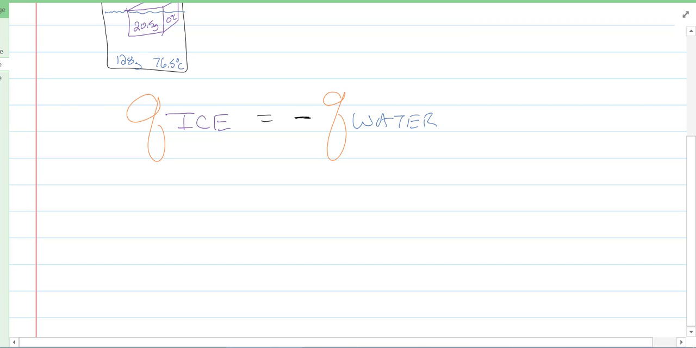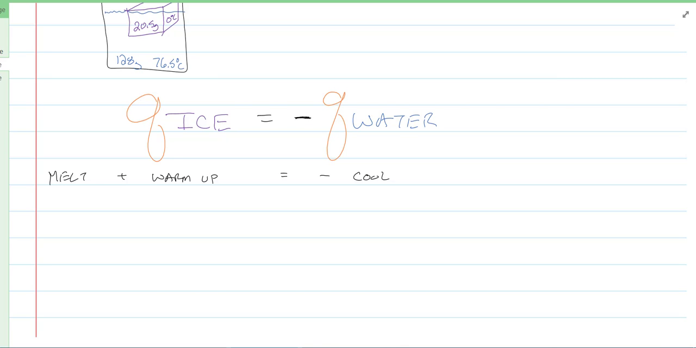The ice. What's the ice physically going to do here? It's going to start melting, right? It's going to melt. Also, if it melts and the final temperature is not 0, what else does it have to do? It has to warm up. And the water is going to cool. Do I have a formula for warming, melting for ice? Delta HF times the mass. So that's the melting formula.